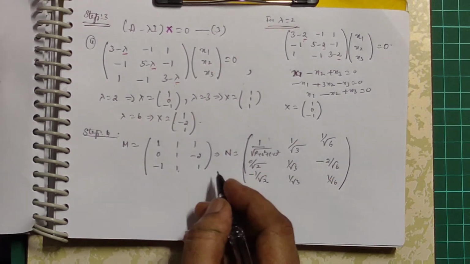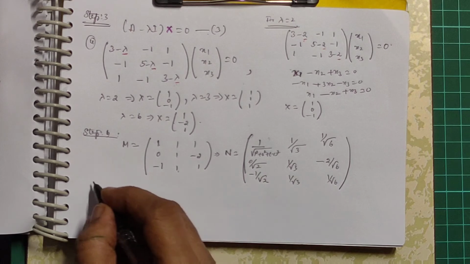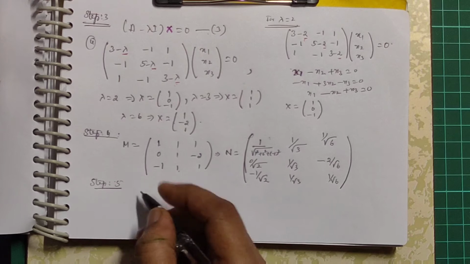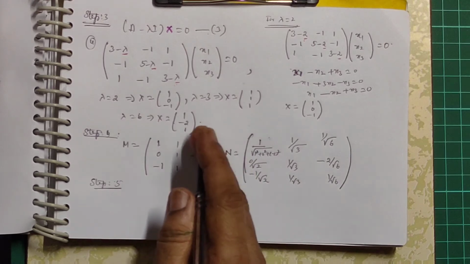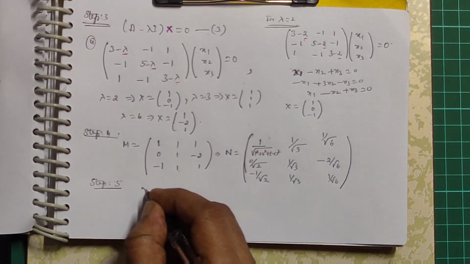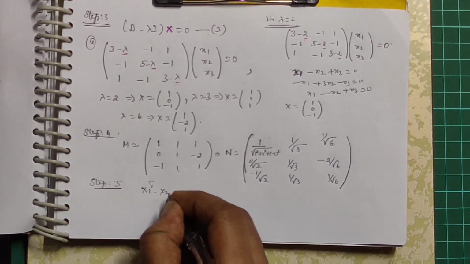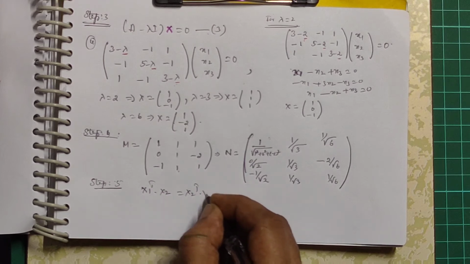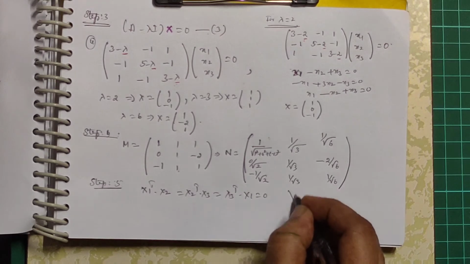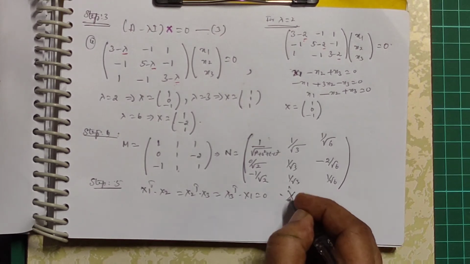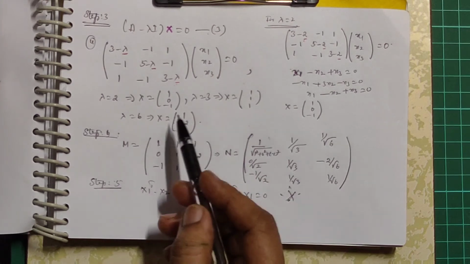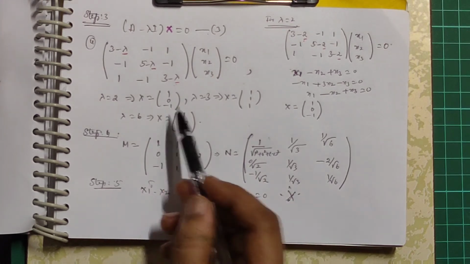Before constructing the normalized modal matrix, the most important thing is verifying whether the vectors are pairwise orthogonal or not. So the pairwise orthogonality condition is nothing but x1 transpose dot x2 equal to x2 transpose dot x3 equal to x3 transpose dot x1 equal to 0. This is a very, very important condition that we have to verify before normalizing it. So x1 transpose is nothing but the transpose of this column matrix.